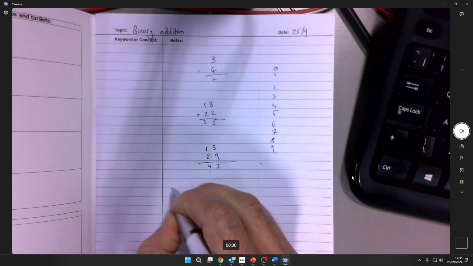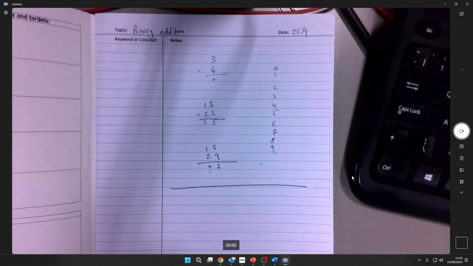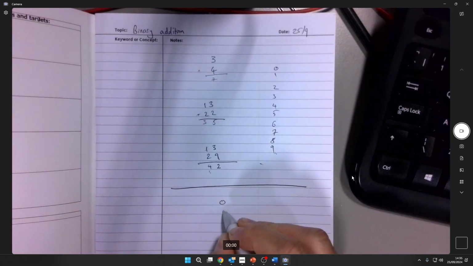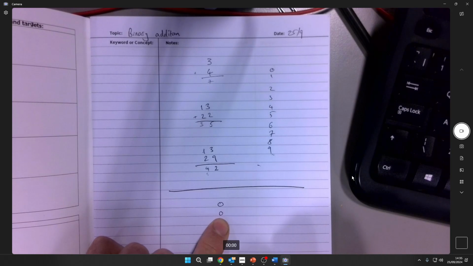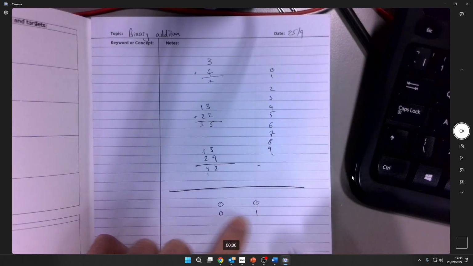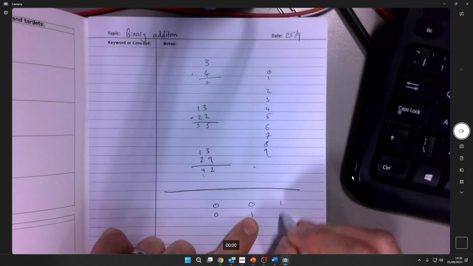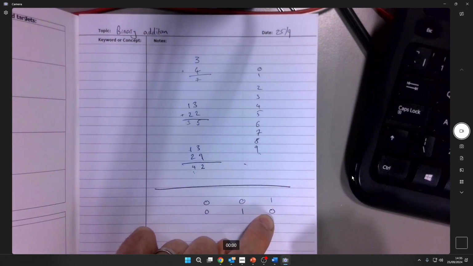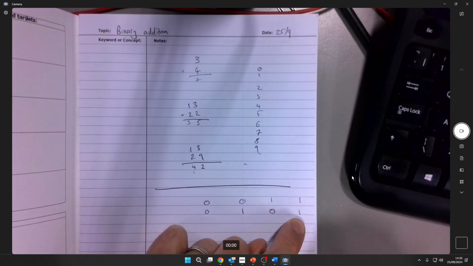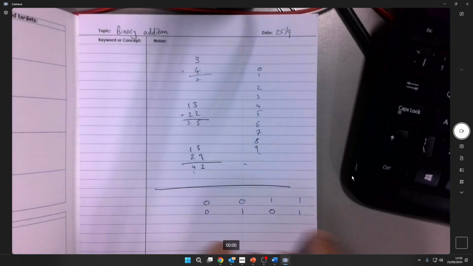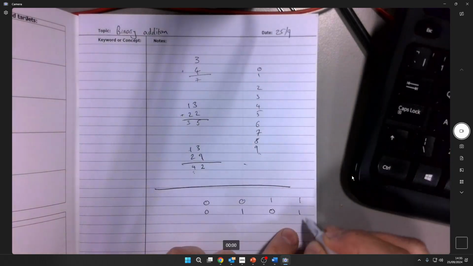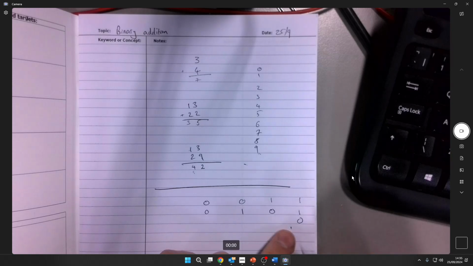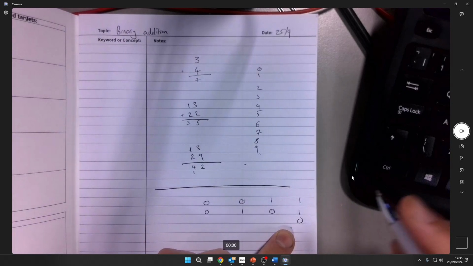Right, binary is the same, but it's much easier because you can either have 0 plus 0, which is 0. You can have 0 plus 1, which is 1. You can have 1 plus 0, which is still 1. Or 1 plus 1, which is 2, but we can't write 2 in binary. Or can we? Well, actually we can. How do we write 2 in binary? We do that by saying 0 and carry the 1. That's my explanation. You don't need to write that.